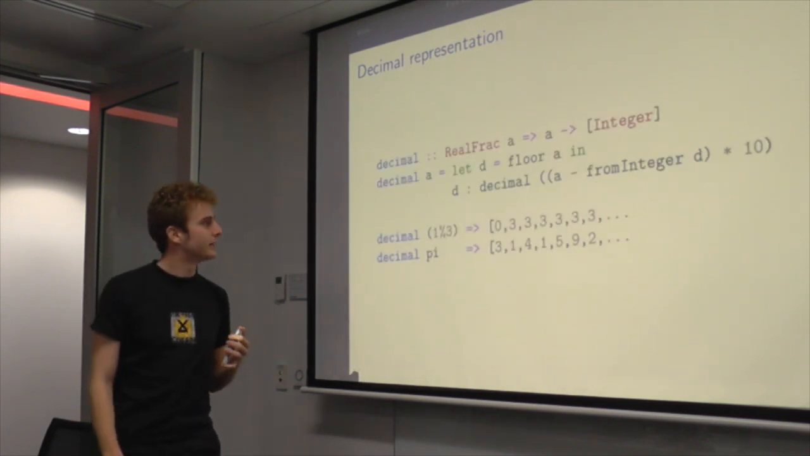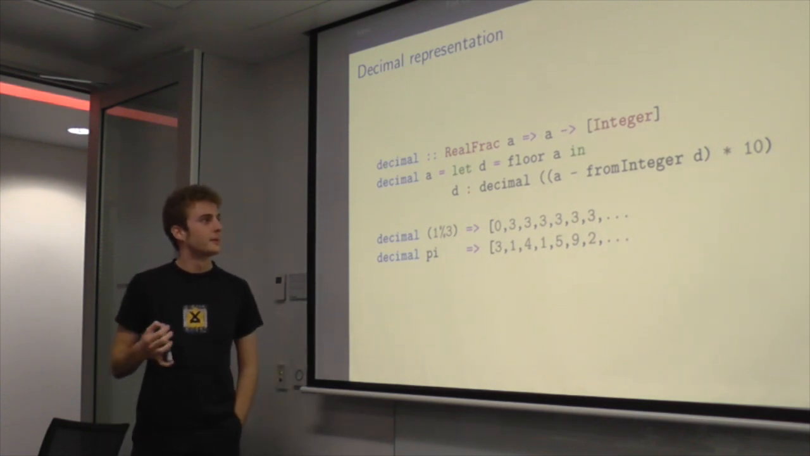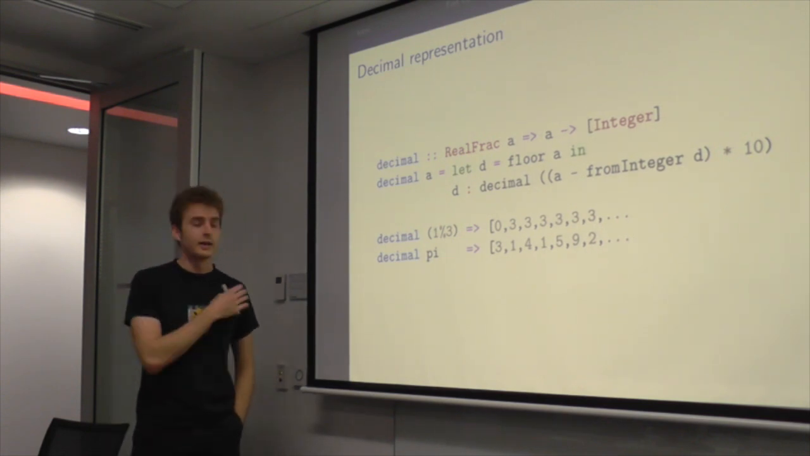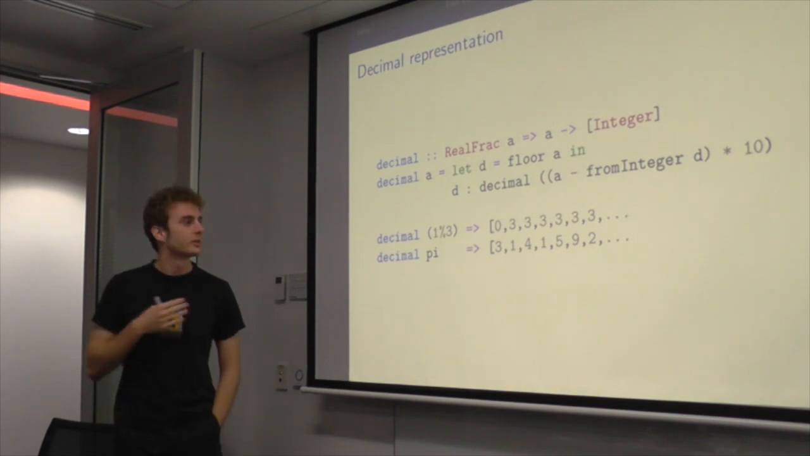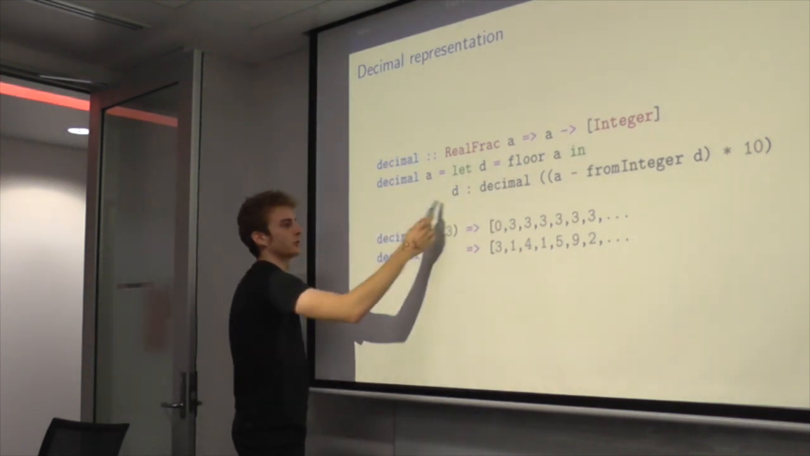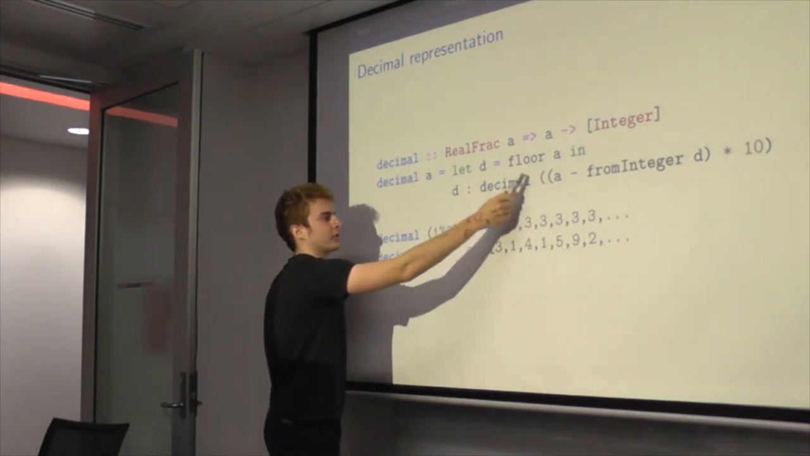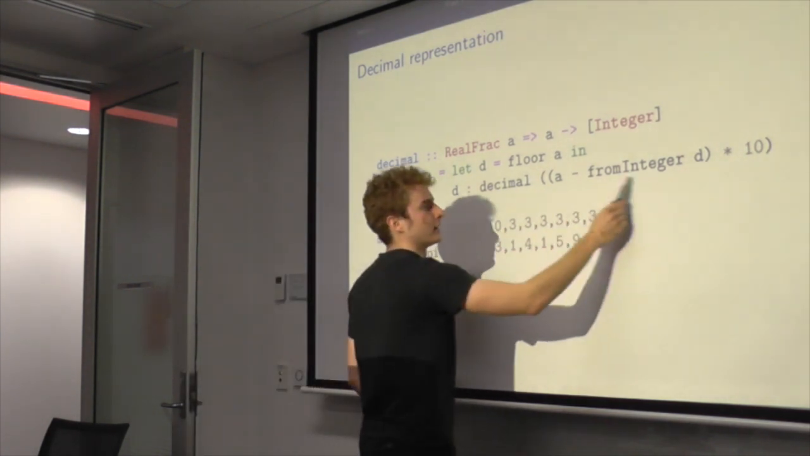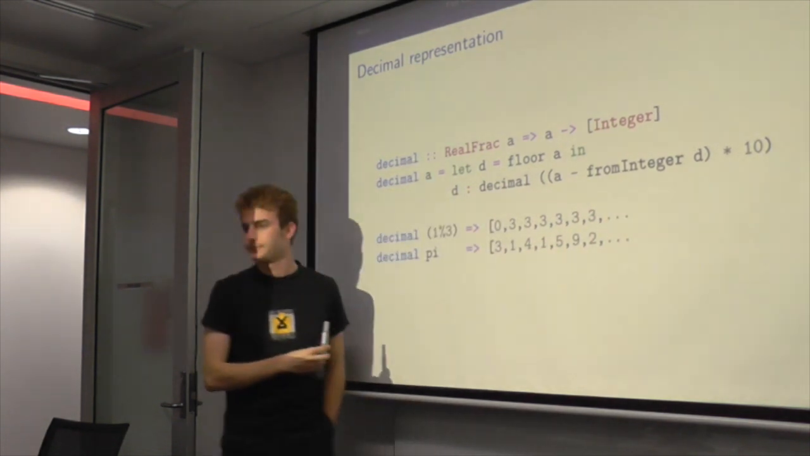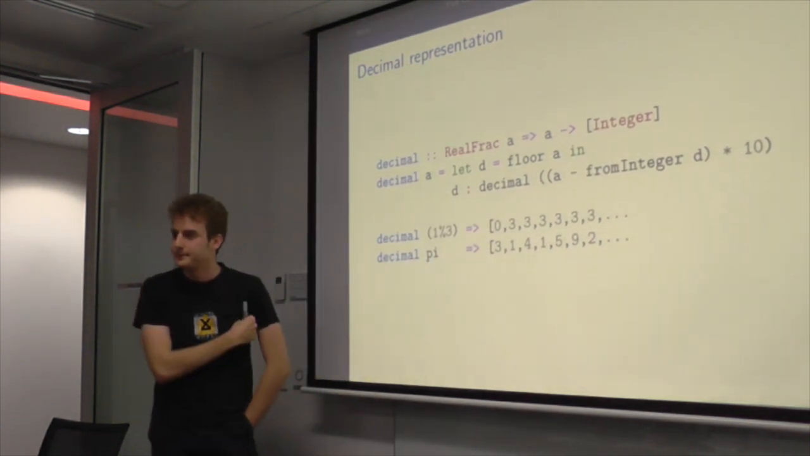So just for some Haskell code, if we want to take a real number and convert it into decimal digits, we take the integer part by just flooring it, and that's going to be the first term of our sequence. And then the rest of it is just going to be the decimal expansion of what's left over times 10. If you run this, you really do get the digits that we want.